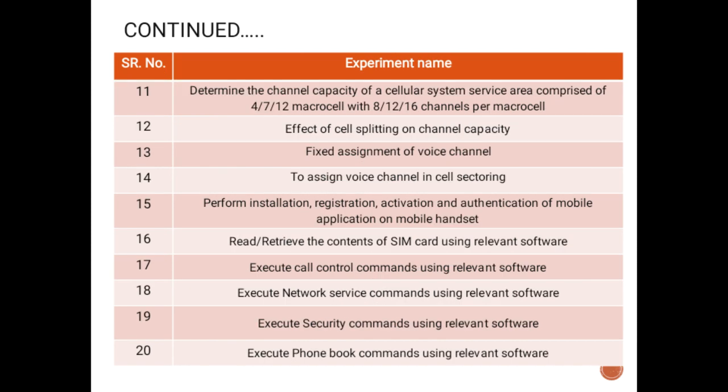Next is the 11th practical: determine the channel capacity of a cellular system service area comprised of 7, 4, 12 macrocells with 8, 12, 16 channels per macrocell. In this practical you have to determine the channel capacity of a cellular system. The 12th one is the effect of cell splitting on channel capacity. The 13th one is fixed assignment of voice channel. The 14th one is to assign voice channel in cell sectoring. For practicals number 10 to 14, we are using Skylab software.